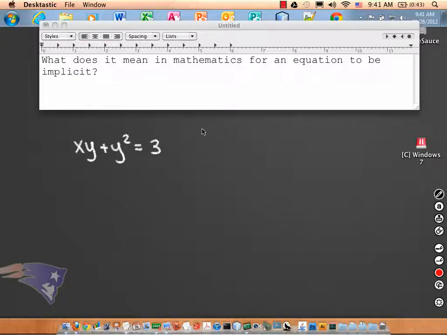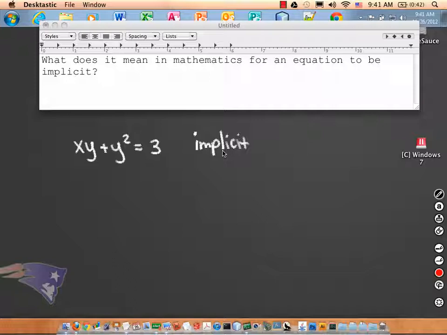This is implicit. Why is this implicit? Well, what's the difference between this kind of equation and the one that I gave you before? Y is not solved for. That's exactly right. Now what I can do is turn this into an explicit equation for x. I could solve for x if I wanted to, but I'm not even going to worry about that, okay?